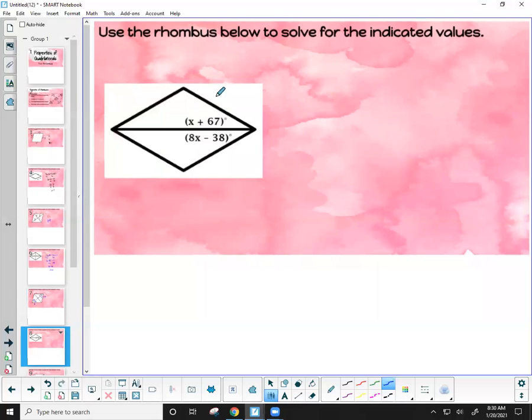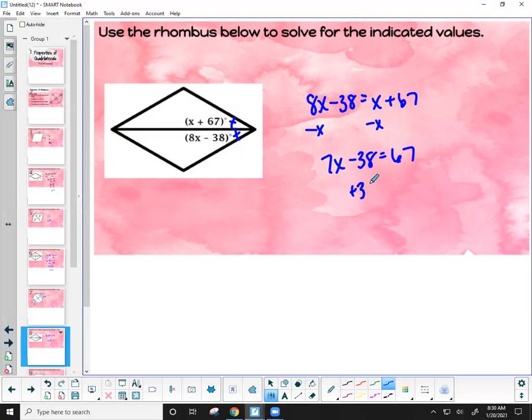If you see a problem like this, keeping in mind that these two angles are congruent, that means my expressions have to be equal. So 8x minus 38 has to be equal to x plus 67. I can subtract an x from both sides, and then add 38. I have 7x equals, let's see, that'd be 105, I think, right? So 105 divided by 7 gives me 15.